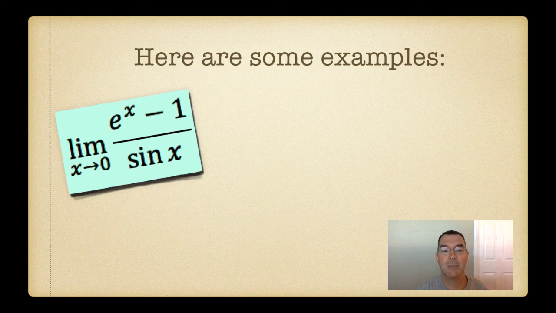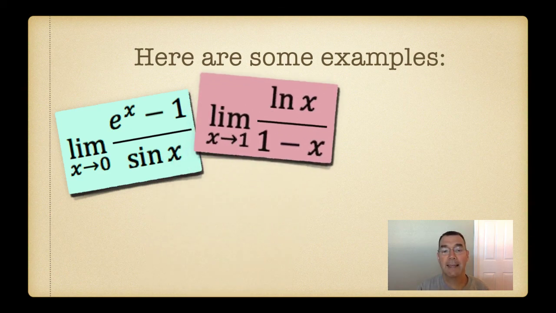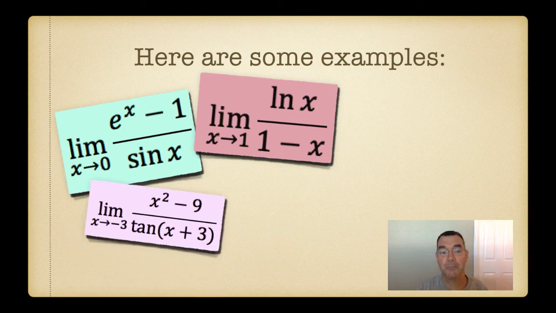Here's e to the x minus 1 over sine x. Now if I try and replace x with 0 everywhere, I'm going to get 0 on the top and 0 on the bottom, giving me 0 over 0. And then if I have natural log of x on the top and 1 minus x on the bottom, and I look at that as x approaches 1, well, if I try and plug 1 in for x, I'm going to get 0 on the top and 0 on the bottom, again 0 over 0.